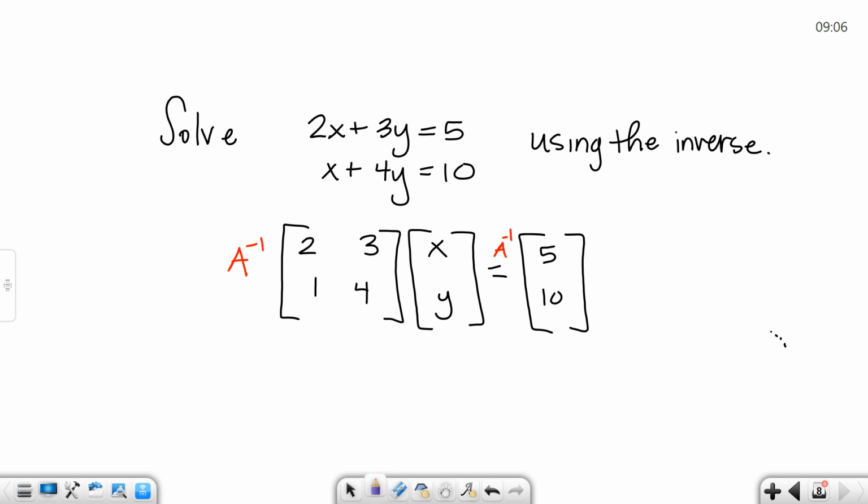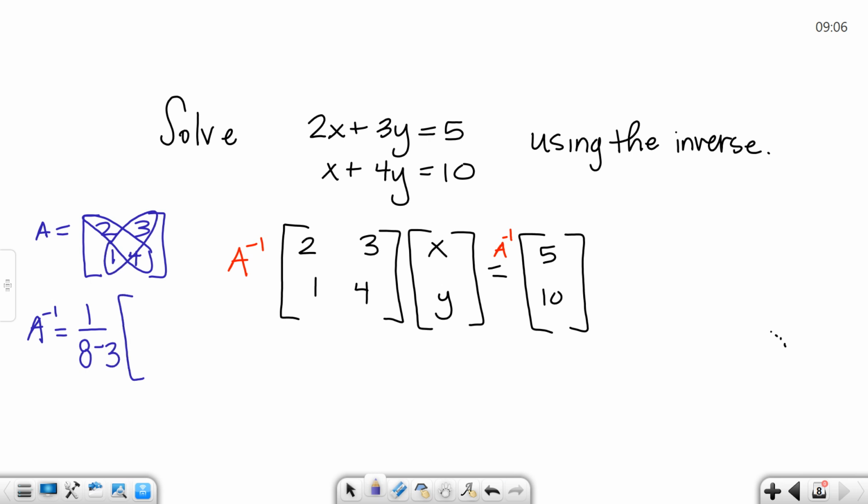I'm going to put it in blue. Matrix A is 2, 3, 1, 4. And we need to find the inverse. Okay, so to find the inverse, remember there's a shortcut way. To find the inverse, we're going to say 1 over the determinant. And remember the determinant is 4 times 2, which is 8, minus 1 times 3, which is 3.